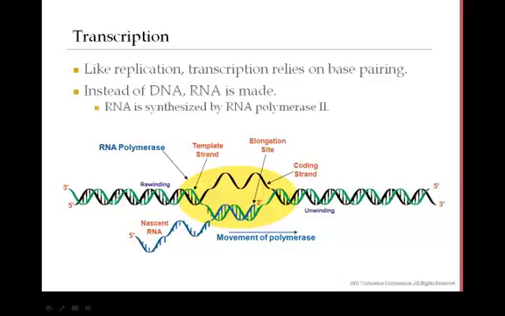So we talked about replication. Let's move on to the process of transcription. Now, like replication, transcription also relies on the base pairing of DNA. And again, we're using the template. In this case, though, in transcription, rather than making a DNA copy, now we're making an RNA copy. So the RNA is now being made by another enzyme. If you recall, when we made new DNA, we used an enzyme called DNA polymerase. Now when we're making RNA, we're using an enzyme called RNA polymerase.